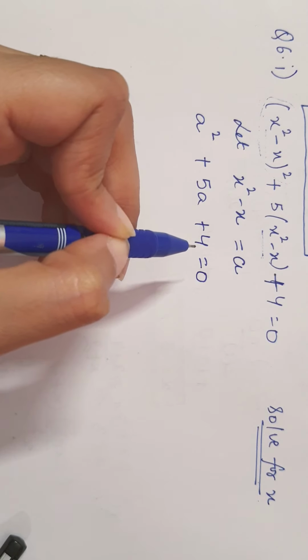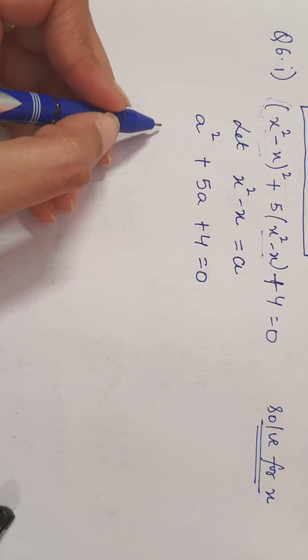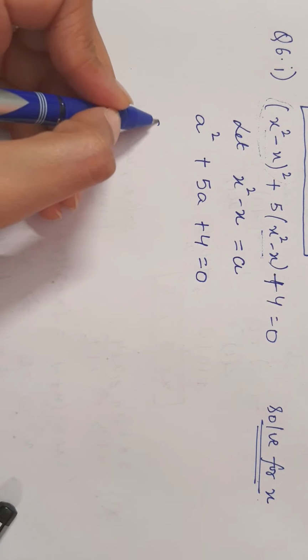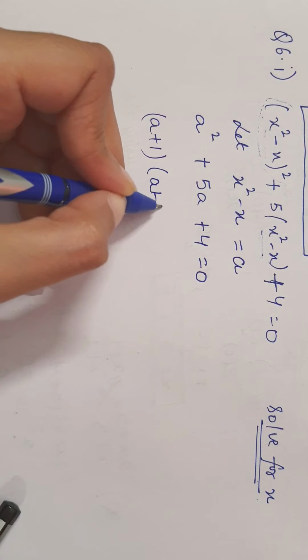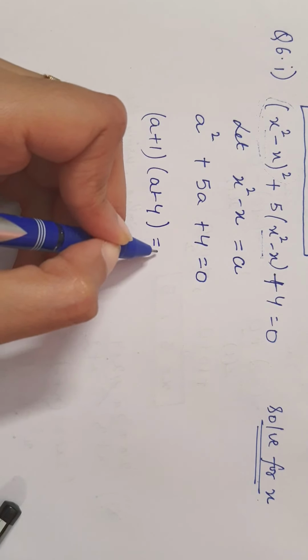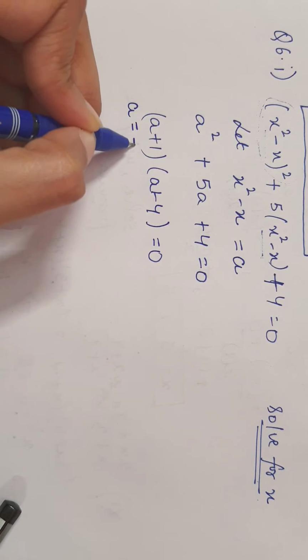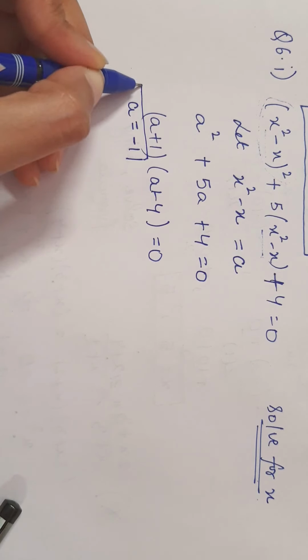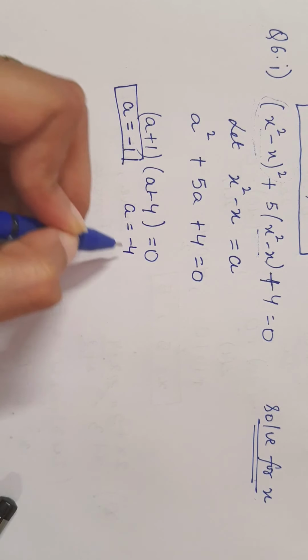Now quickly split the middle term. After middle term splitting, you must have got a plus 1 and a plus 4 equals 0, and by the zero product rule I will get a equals minus 1 and a equals minus 4.